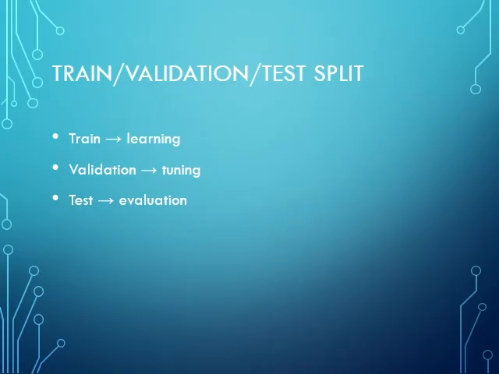Train, validation, test split, very important. This is a standard ML pipeline. The train set is used to learn weights. First we make the model learn. The validation set is used to tune hyperparameters, so epochs, batch size, and all these are hyperparameters. The test set is used only at the end for final evaluation. Never train on your test set.